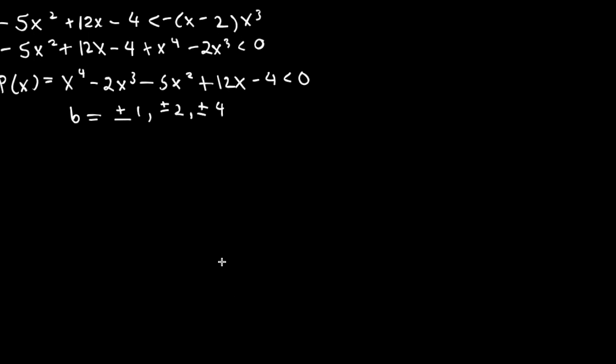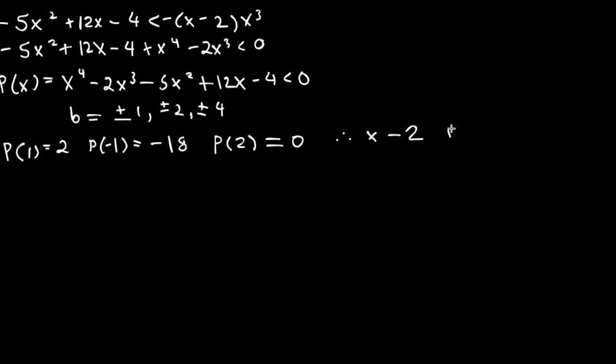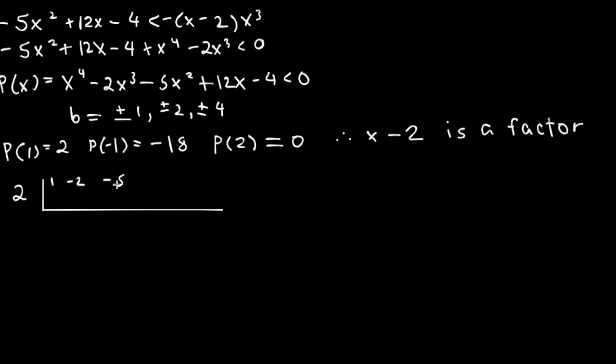So the first one is going to be p of 1, which is equal to 2. We're going to try p of negative 1, which is equal to negative 18. And then we're going to try p of 2, which is equal to 0. So therefore, x minus 2 is a factor of this polynomial. Then we're going to use synthetic division to divide this polynomial by x minus 2.